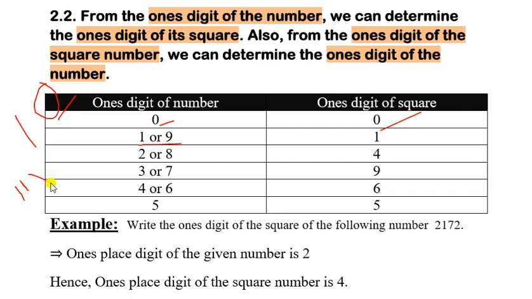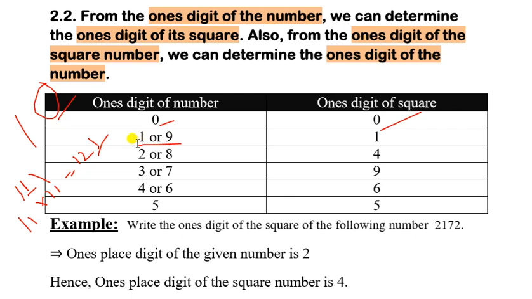If we choose 11, the one's place digit is 1. But what is the square of 11? 11 into 11 is 121. See, in the square number also the one's place digit is 1. So remember this: from the one's place digit, we can identify the one's place digit of the square number also.